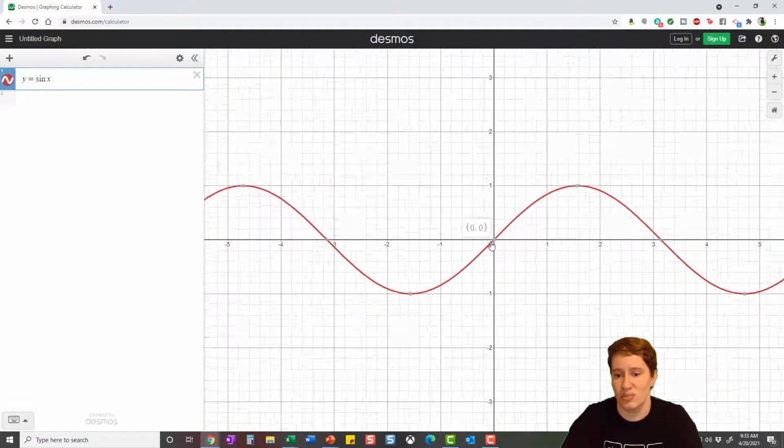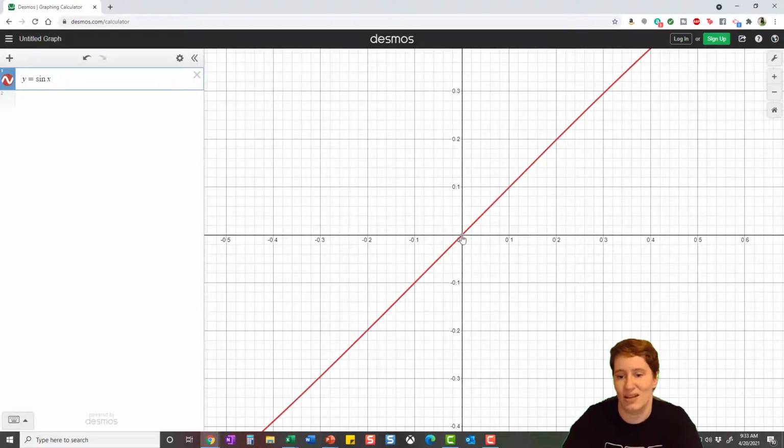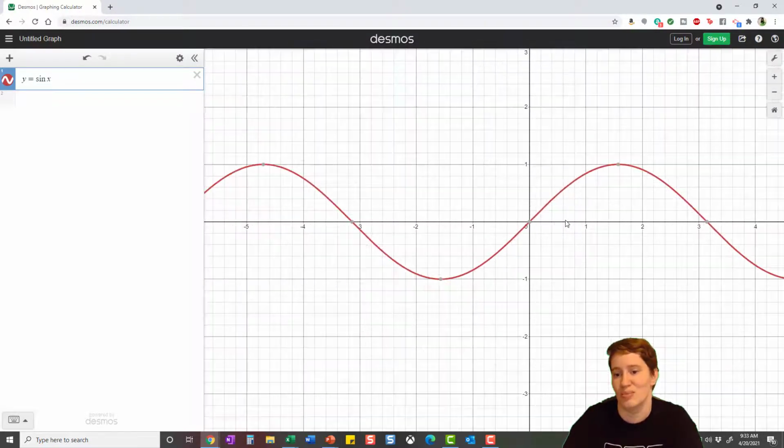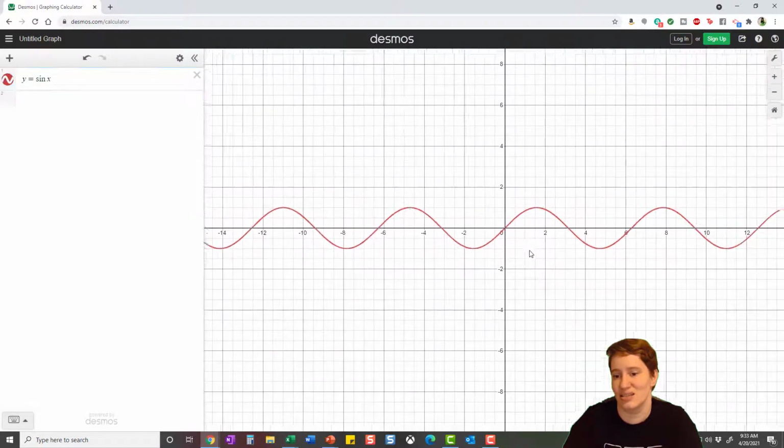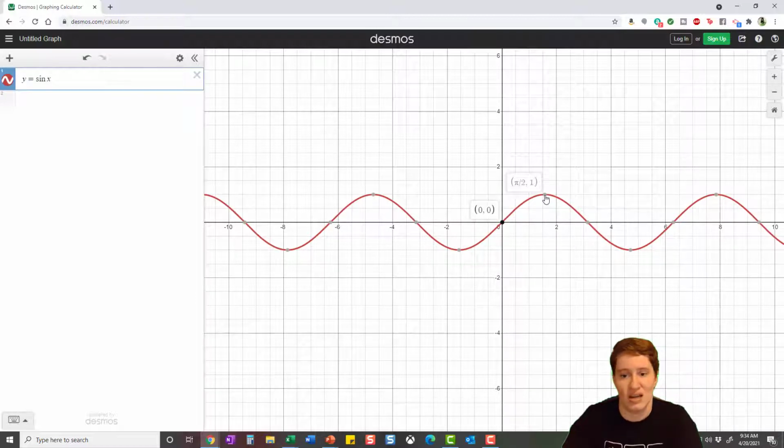If you were to zoom in really close here on sine, it looks like a line, but you have to zoom in pretty far to make that happen. Because really, sine is a curve. It goes up and down, and it repeats this pattern forever and ever. So it starts at 0, 0. It goes up, and this top point here is actually at pi over 2 for x and 1 for y.